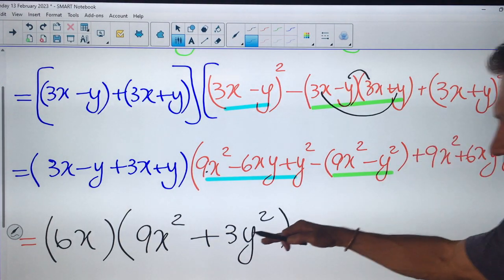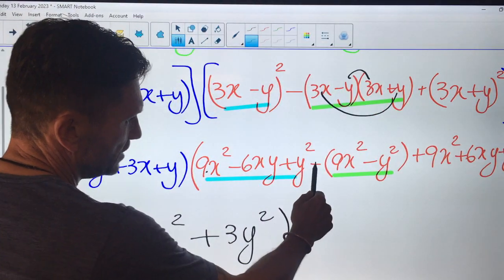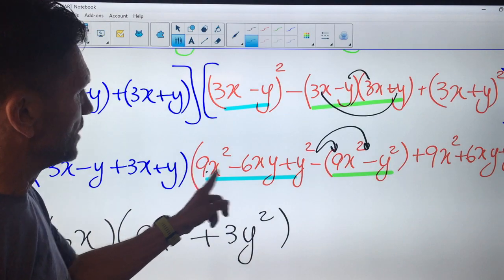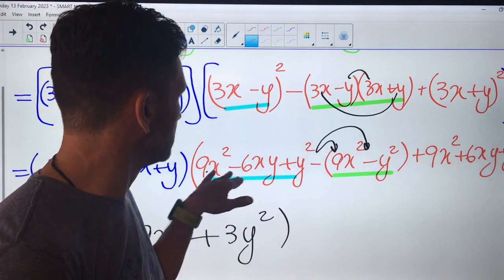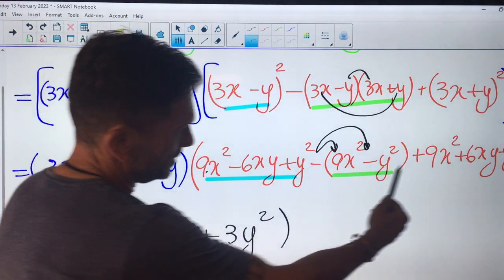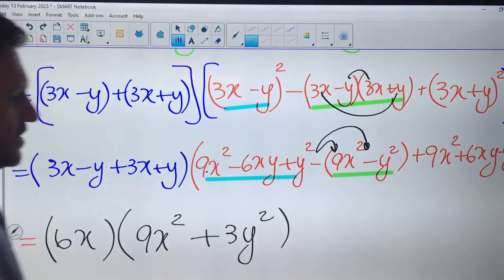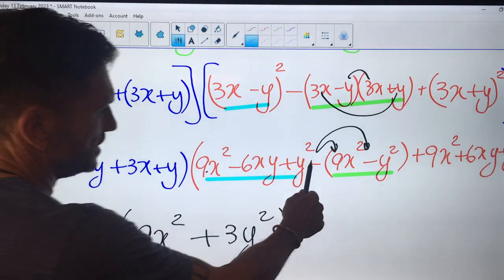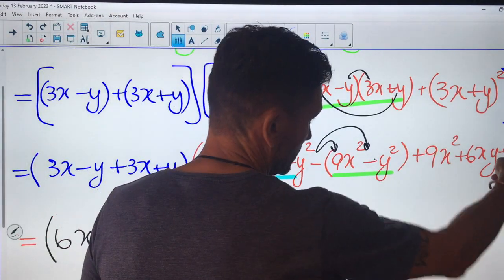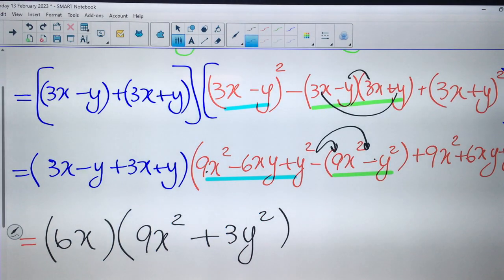So to go from here to here, here's a 9x squared. If I multiply that minus in there, which I will do, that will give me minus 9x squared, so that 9x squared is gone, only that one is left. Minus 6xy plus 6xy is going to cancel out. A negative times a negative is a positive, so that's a positive y squared plus another y squared plus another one. That's how I got to 3y squared.